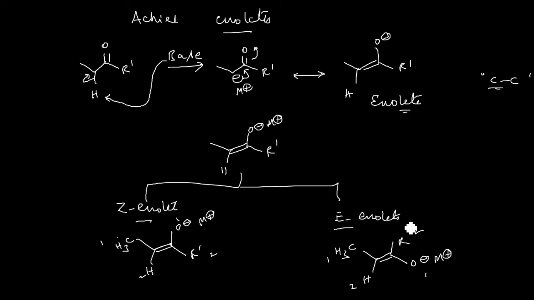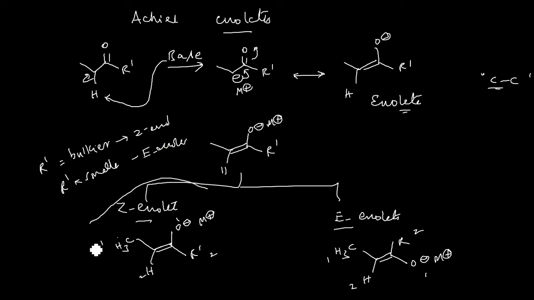So once you get enolate, there are two forms you can observe, that is Z enolate and E enolate. So this Z enolate formation and E enolate formation completely depends on the R1. So if your R1 is bulkier, then it always prefers Z enolate, whereas if R1 is smaller, then it prefers E enolate maximum. But in most cases, Z enolate is the most preferable one.